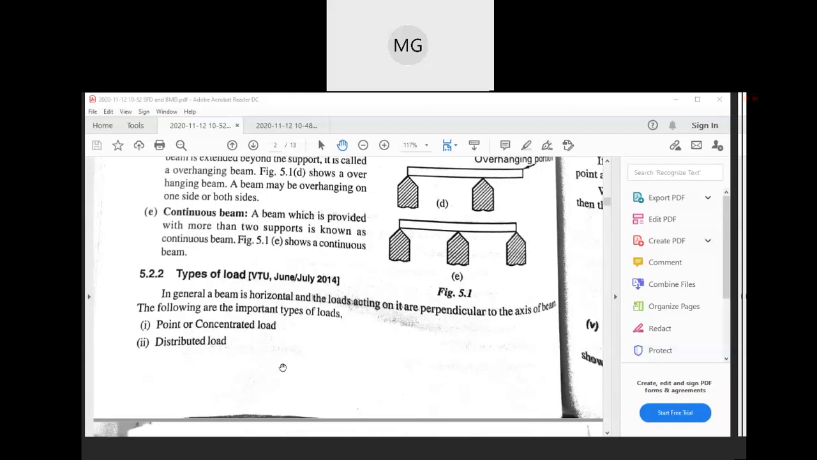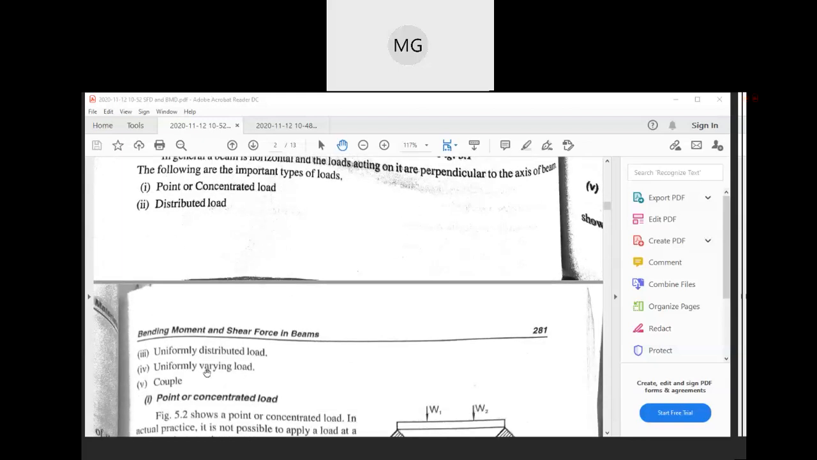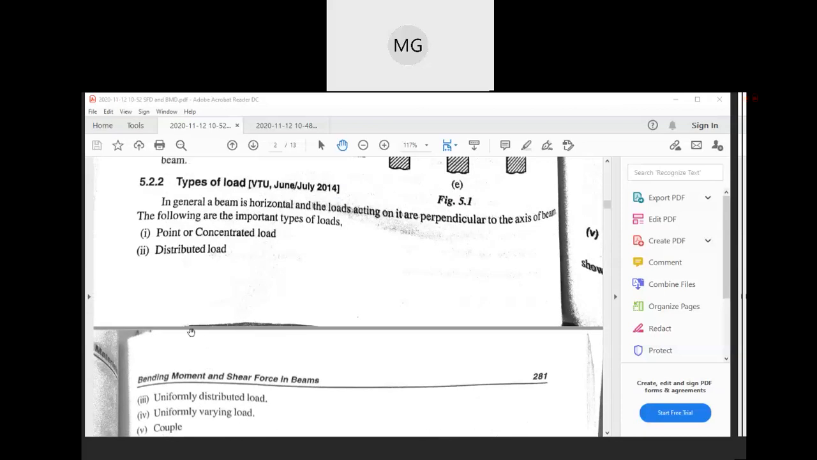Next, types of load. There are 5 types of loads discussed here. The first one is point load or concentrated load, then distributed load. This is also important while solving a problem, so remember this. Now, point load, distributed load.